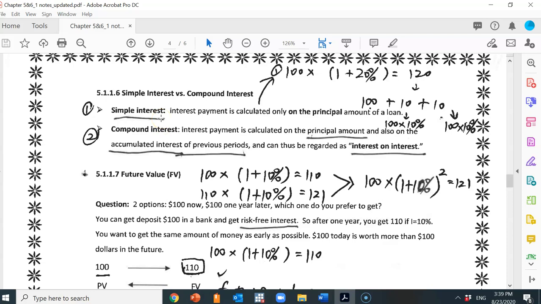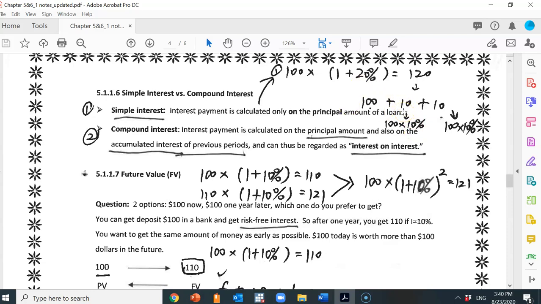Okay, for example, if we have $100 today and we're using simple interest rate, after a year, we would get $100 plus $10, 100 multiplied by 10% simple interest rate. So after a year, we get 110.